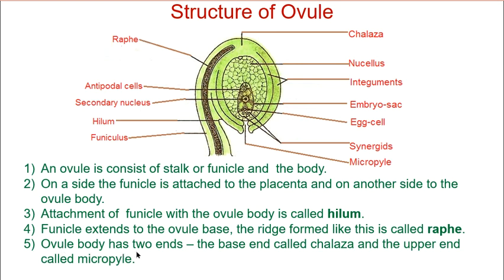The ovule body has two ends. You can see this is the ovular body, this is the base end and this is the open end. The base end is called the chalaza, and the upper end is called the micropyle.